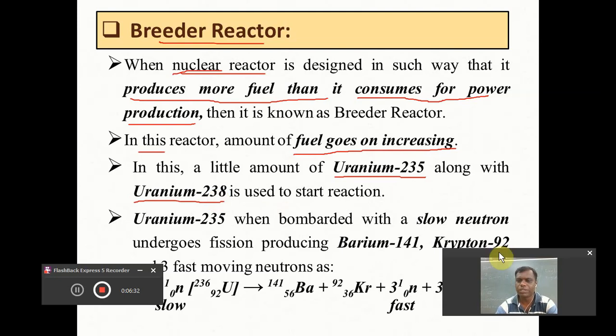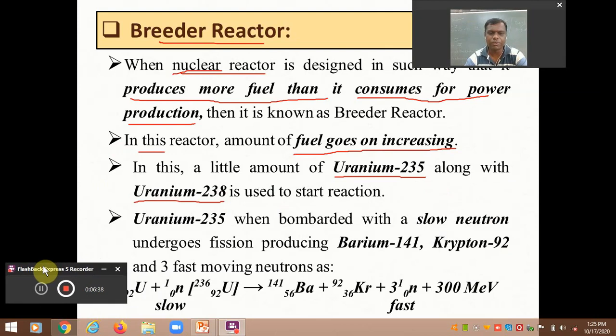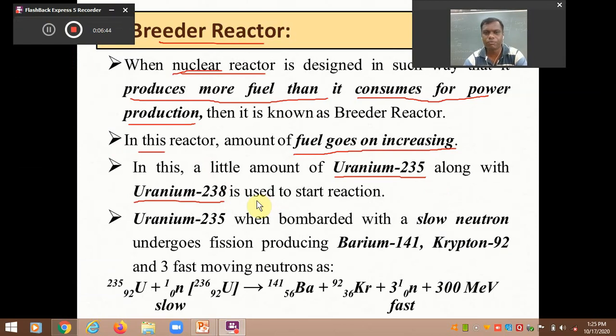Definitely how it works is also important, or how it increases the amount of nuclear fuel in this breeder reactor, that is also the part of interest here. So here we should discuss how it increases the amount of fuel in this breeder reactor.